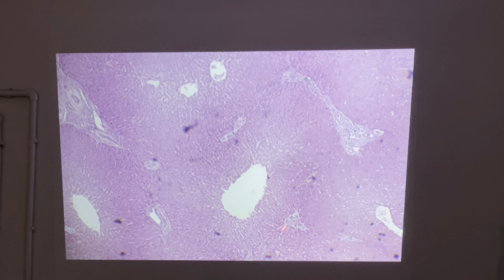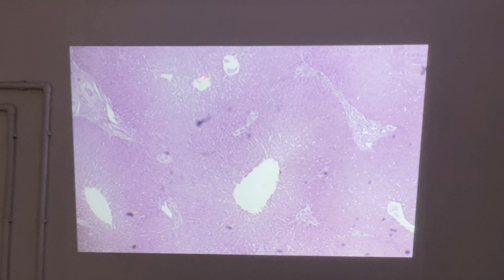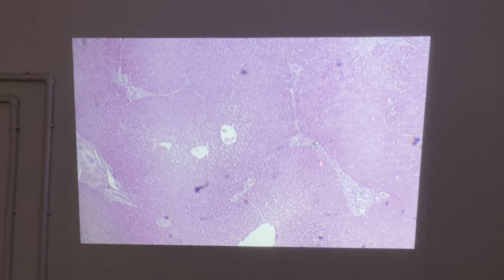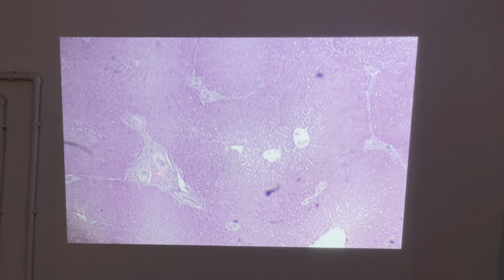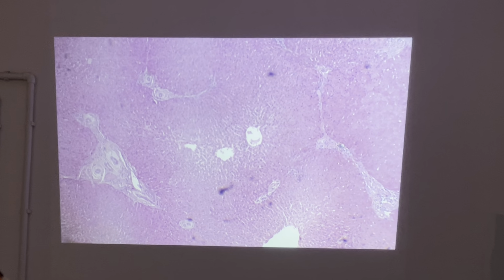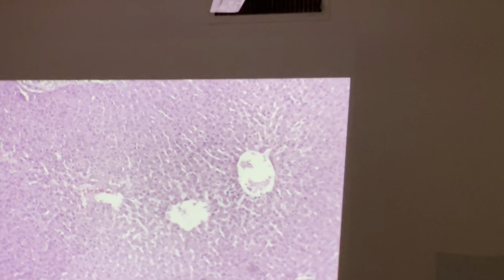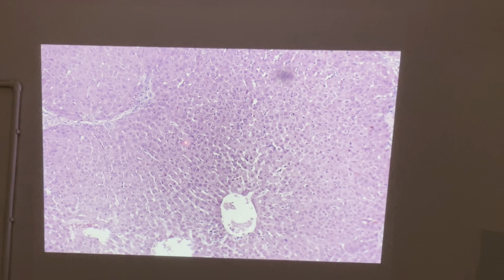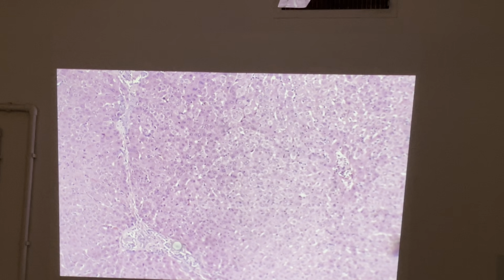Now, what about this area and that area? This is a central vein. This is one lobe, and this is the other lobe. At the edge, the surface, this is a portal area. Now, let's check this section in the high power. This is a liver parenchyma, and this is a portal area. We have a liver parenchyma and a portal area.